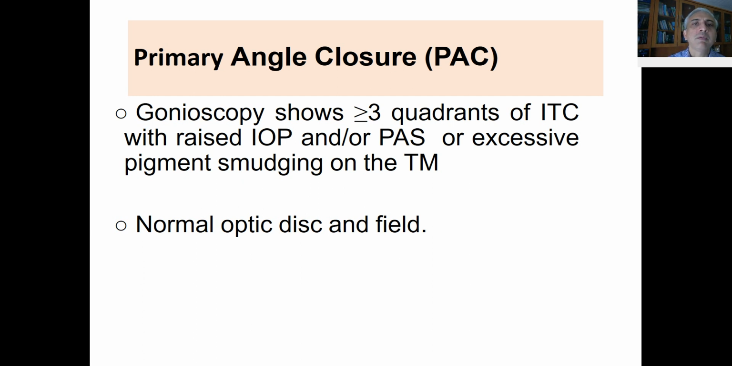The second category would be a primary angle closure, in which the gonioscopy shows more than 3 quadrants of iridotrabecular contact with raised IOP and/or peripheral anterior synechiae or excessive pigment smudging of the trabecular meshwork. So now you've got intraocular pressure being raised because more than a third of the angle is closed. But still the disease has not progressed far enough to cause any damage to the optic cup. So that is an important step. The first step, there is no intraocular pressure rise in a primary angle closure suspect. The second, you get an increase in intraocular pressure, and in the third you would get all of them: closed angle, raised pressure, and damage to the optic nerve and visual field.